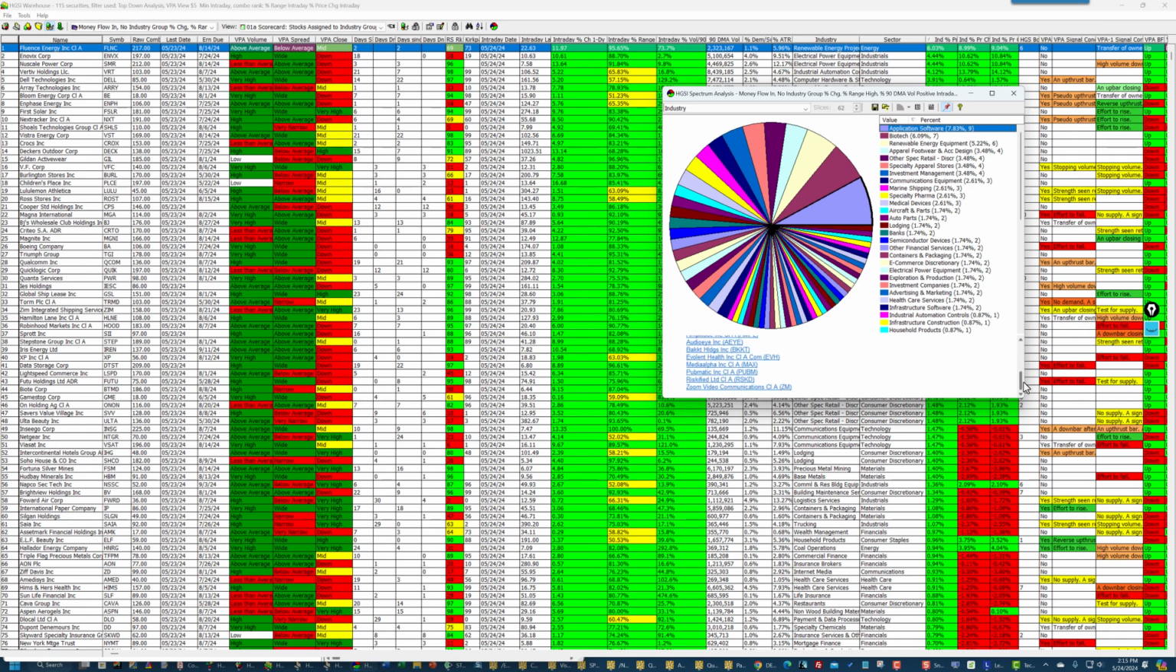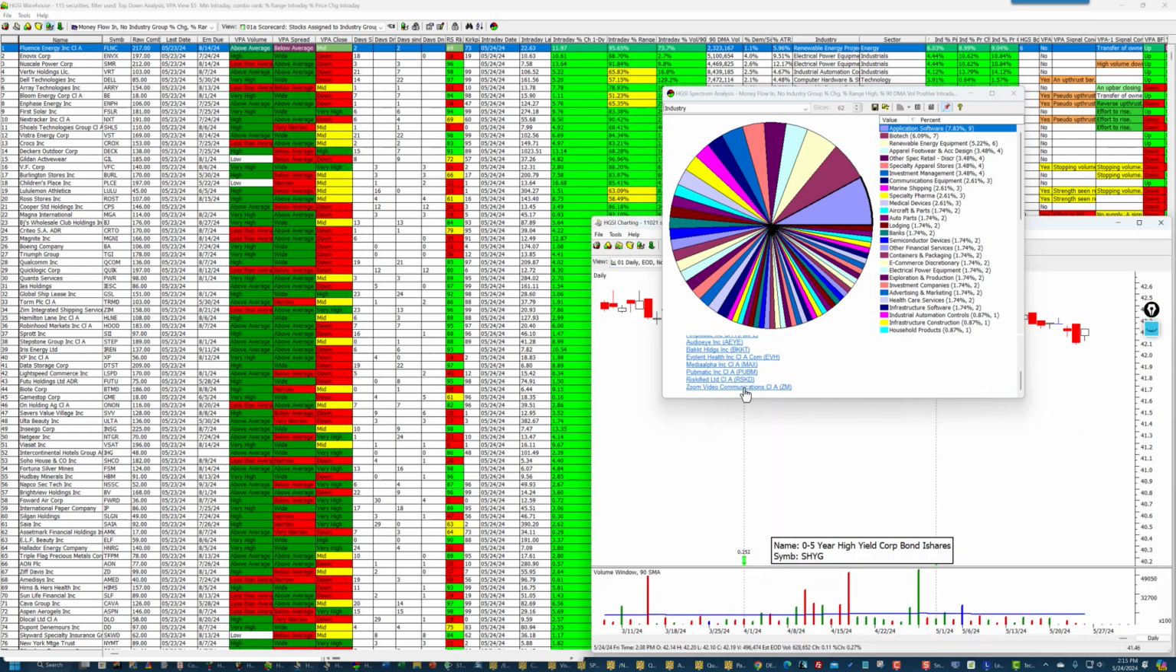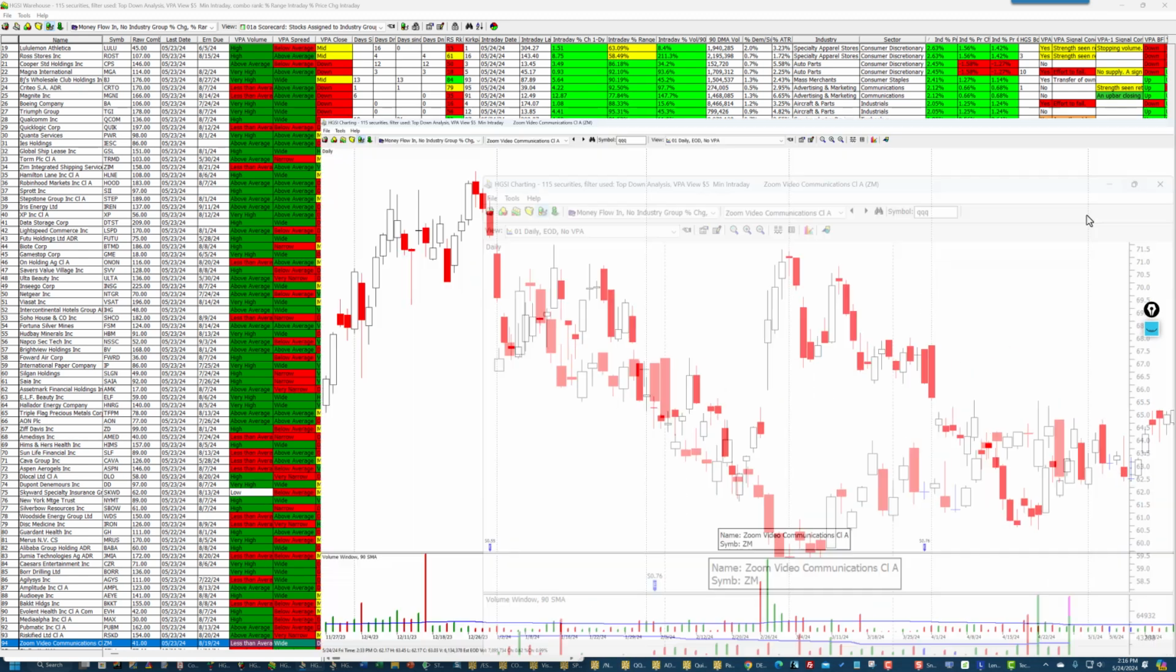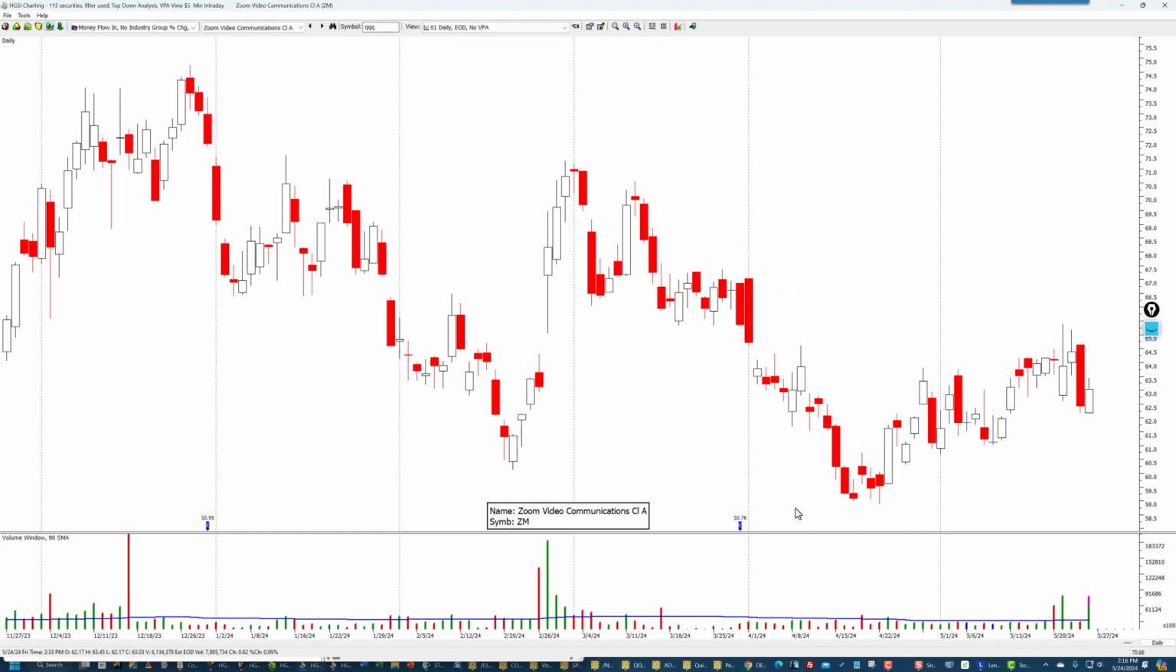See if there's any familiar names here. Oh, there's Zoom Video Communications. Let's take a look at Zoom. It reported the other day. Now, structurally, just looking at this visually, it's been going down for the most part. And the earnings, I believe, are out of the way as of a couple of days ago. This is a pretty loose stock. I'm going to look for something else here.